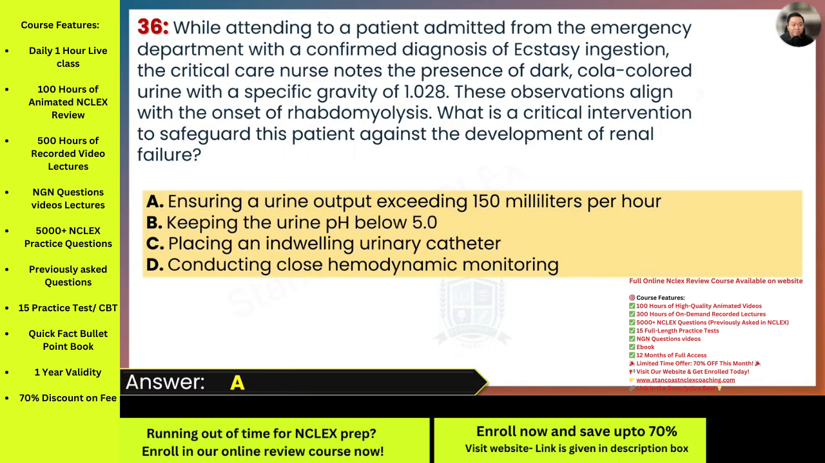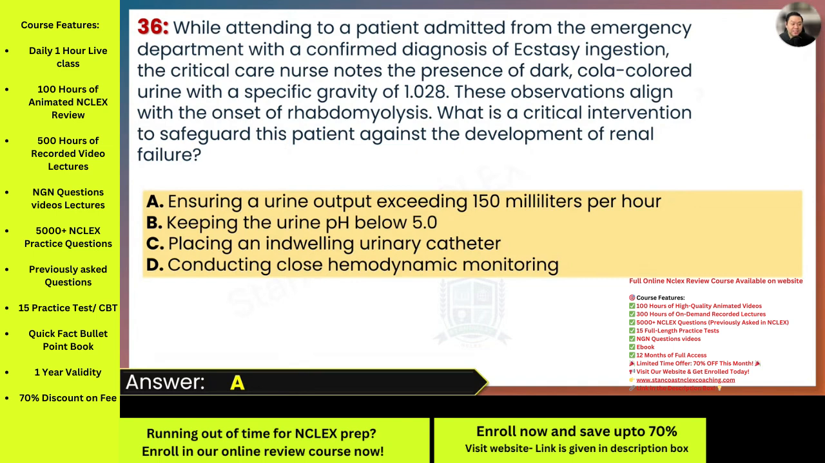Now, what about letter C, placing an indwelling urinary catheter? We know that the use of the catheter may be done to manage the fluid output, but it does not directly address the primary issue of rhabdomyolysis, which is adequate urine output. And so the key to protecting the kidneys is ensuring sufficient urine flow, not just draining the bladder.